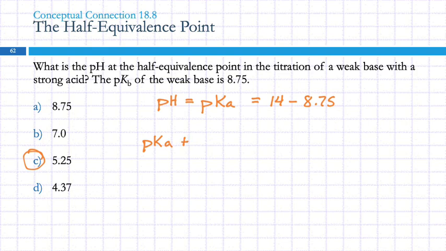So pKa plus pKb equals 14, just like pH plus pOH equals 14. This 14 is because we're in an aqueous solution at room temperature. That's the equilibrium constant for water. Any questions?